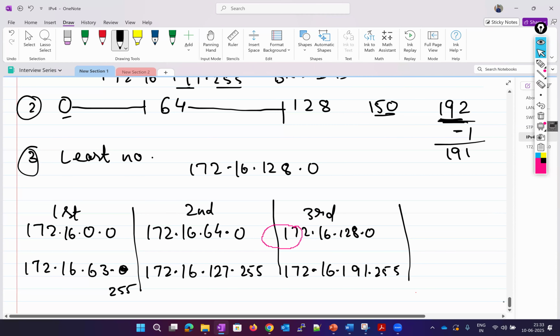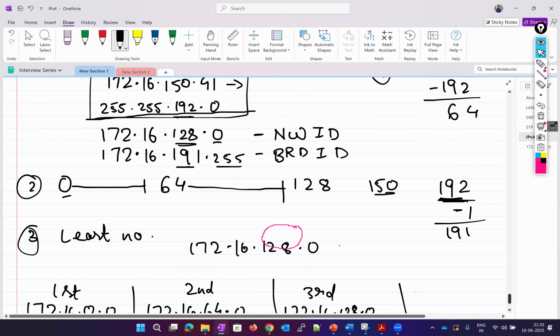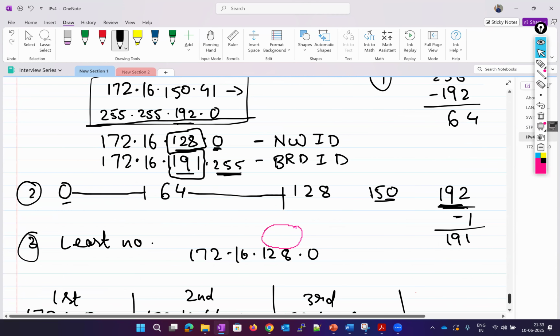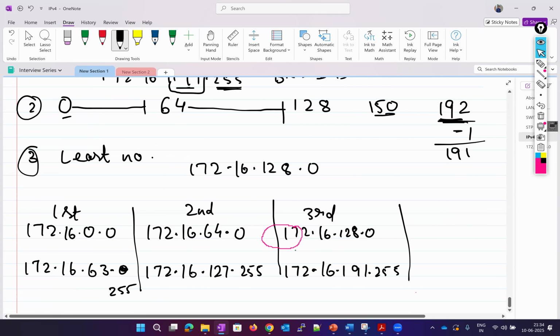Okay. So over here, we are finding the network ID in the third octet. We are finding the broadcast ID in the third octet. Right. And you can see 0 is converted to 255. And in our question, we just did this, that 172.16.150.41 lies in the third subnet, somewhere over here between 128 and 191. This is what we found out.